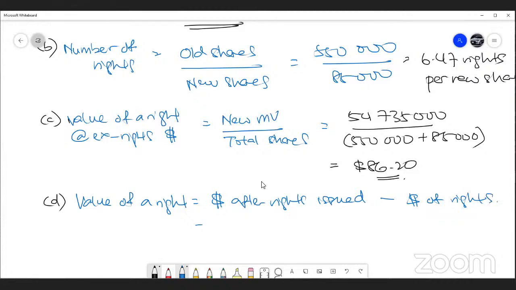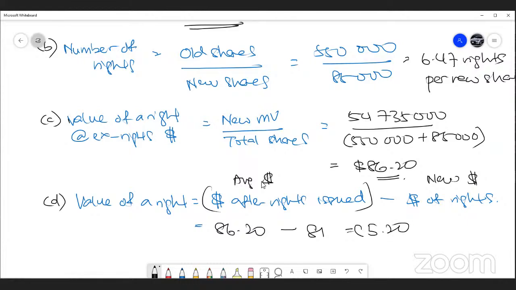So the new price, the new average price of stocks, this is the average price of stocks, and this is the new stock price. So the average is $86.20. The new stock issued at $81. So the value of the right is the difference between these two. So each new share being issued actually has a value of $5.20. In other words, profit.